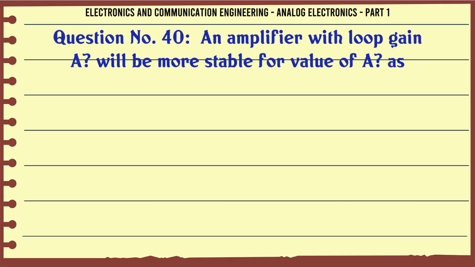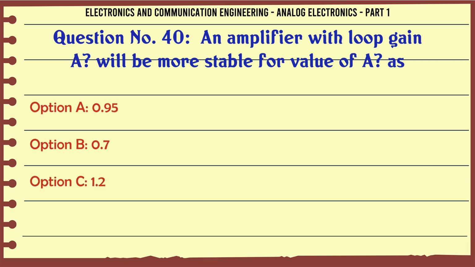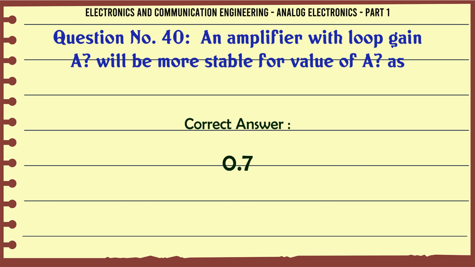An amplifier with loop gain A will be more stable for a value of A as A. 0.95, B. 0.7, C. 1.2, D. 1.5. The correct answer is 0.7.